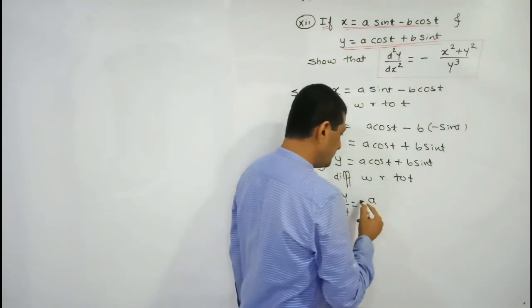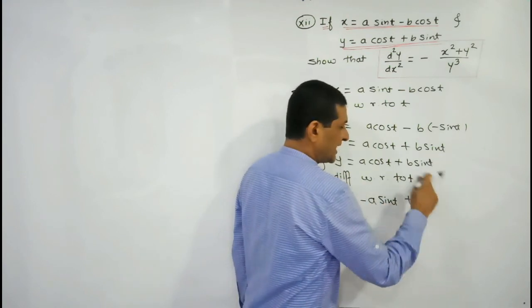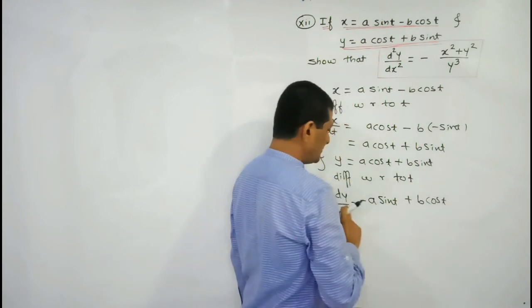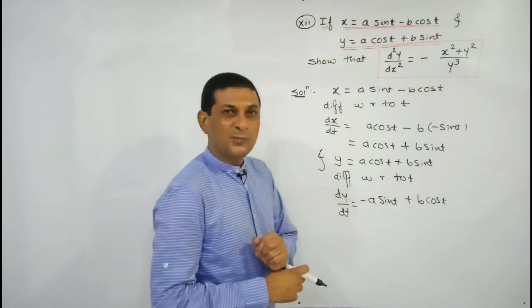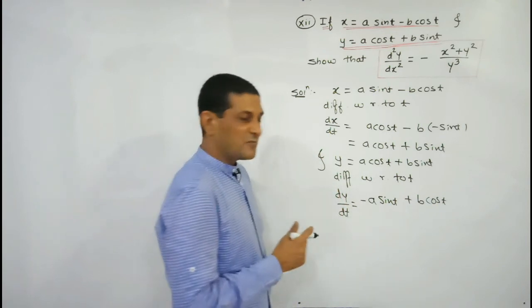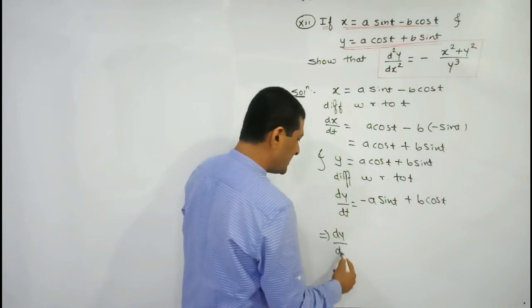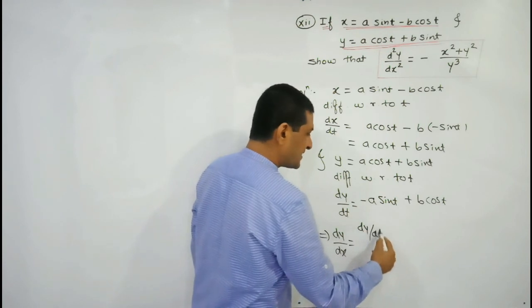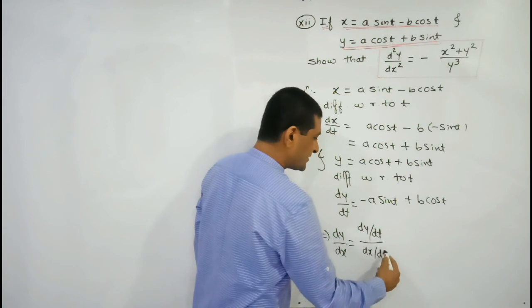Derivative of cos t will be equal to minus sin t plus b as it is, and derivative of sin t with respect to t will be equal to cos t. In this way we have got the value of dy by dt also. Once both the values are known to us, now find out the value of dy by dx. So dy upon dx means first order derivative. According to the theorem on parametric function, it can be written as dy upon dt divided by dx upon dt.